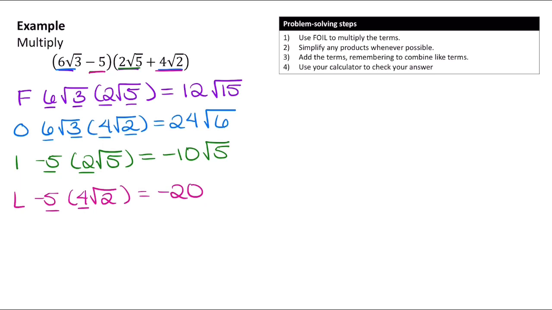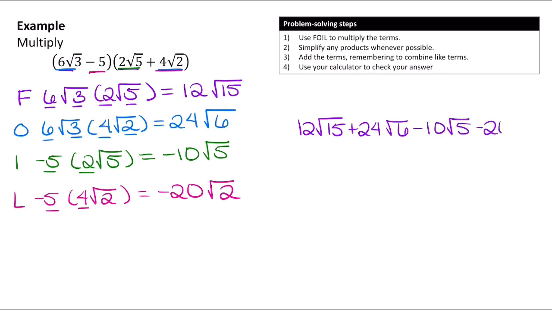So we have negative 20 square root of 2. Now our last step is going to be to add up all our terms. So we have 12 square root of 15 plus 24 square root of 6 minus 10 square root of 5 minus 20 square root of 2. Okay, and none of these are like radicals, so we just have to leave our answer like that.